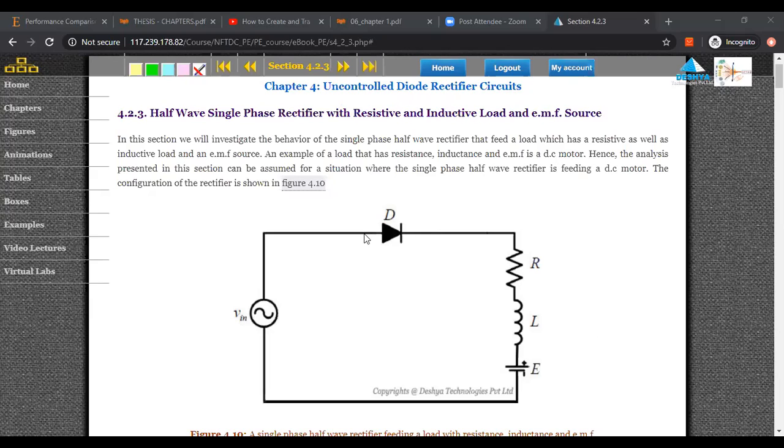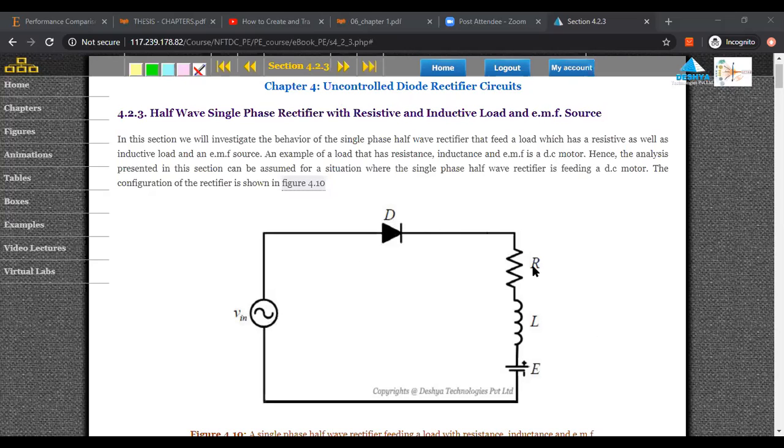But one important thing: why are we calling this an uncontrolled diode rectifier? Because the switch is a diode. It is uncontrolled. Its on and off operation depends upon the value of the applied voltage. Greater than 0, forward bias. Less than 0, reverse bias. Forward bias means on, reverse bias means off.